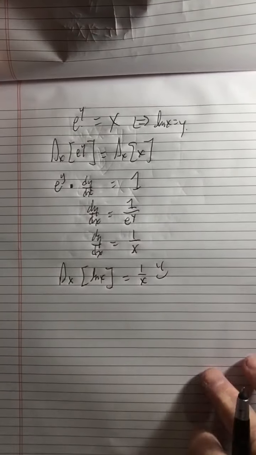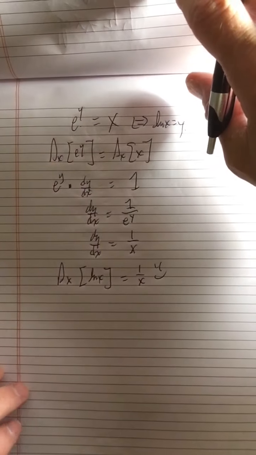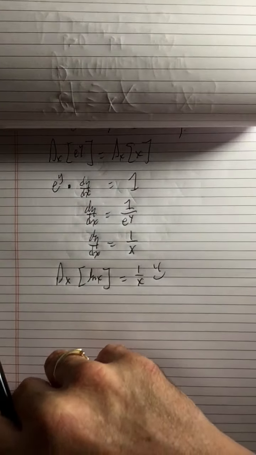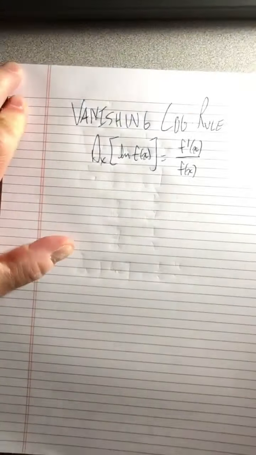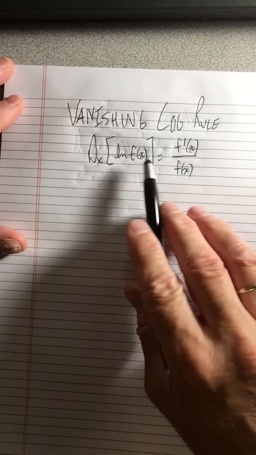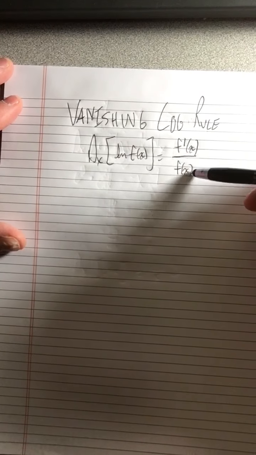Now, we don't really want to memorize this simplistic little rule, because there's a more powerful one using the chain rule. This more powerful rule I call the vanishing log rule. So if I'm taking the derivative of the natural log of some function, I just get that function in the denominator and the derivative of that function in the numerator, and this is called the vanishing log rule because the log vanished. There's no log over here.